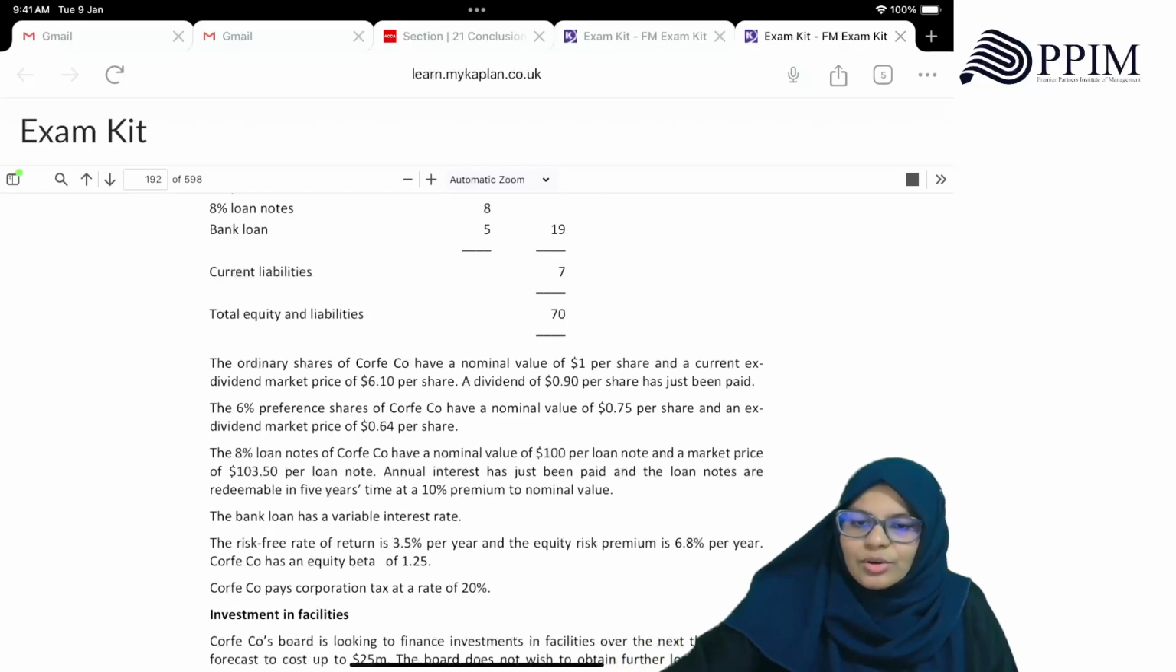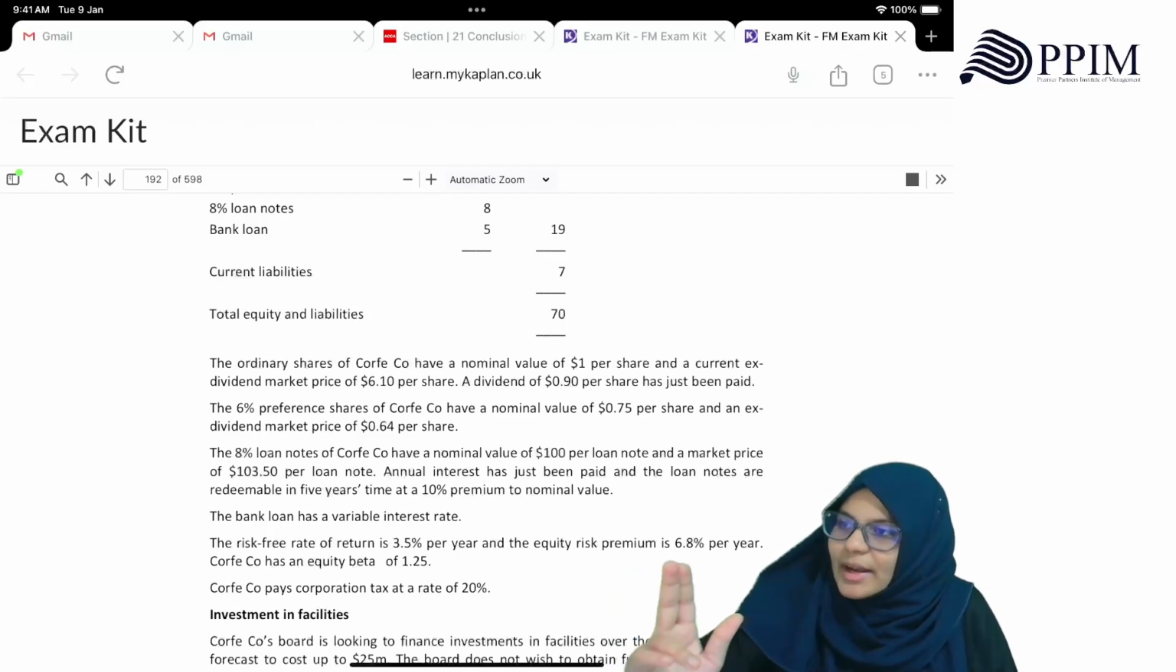Okay. So first they are saying ordinary shares of COF company have a nominal value of $1 per share and an ex-dividend market price of $6.1 per share. And they're saying a dividend of 0.9 per share has just been paid. Okay, so about the ordinary shares, they're telling me their nominal value, the market value, and how much dividend they paid as well.